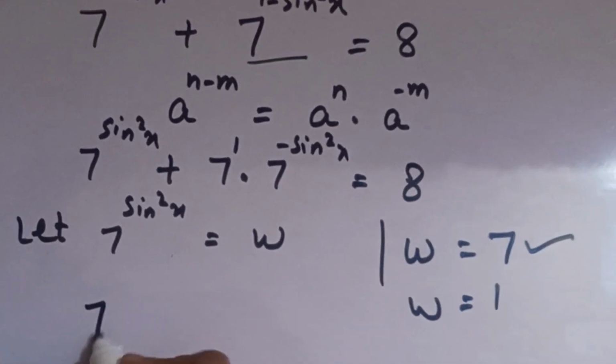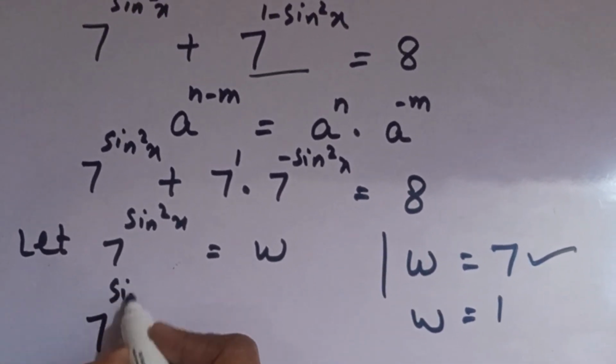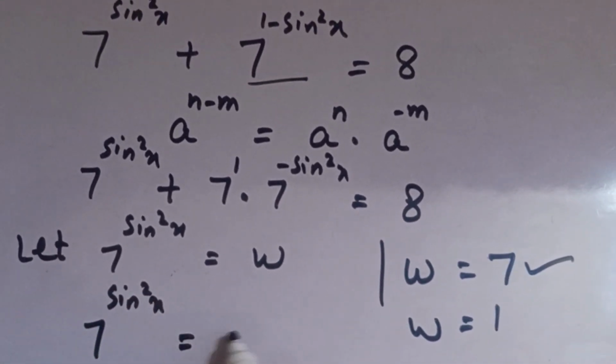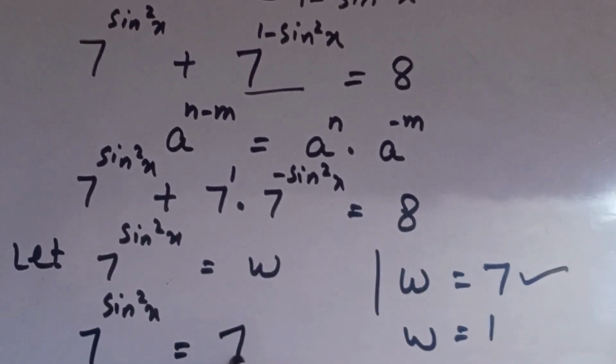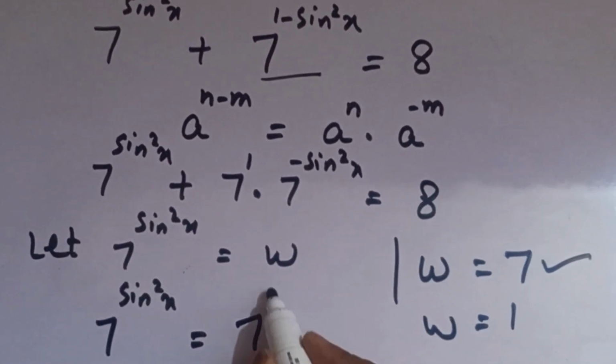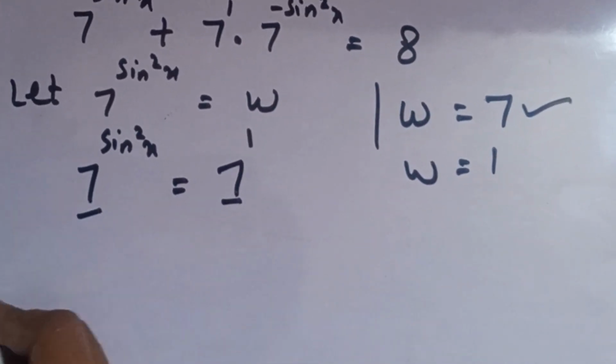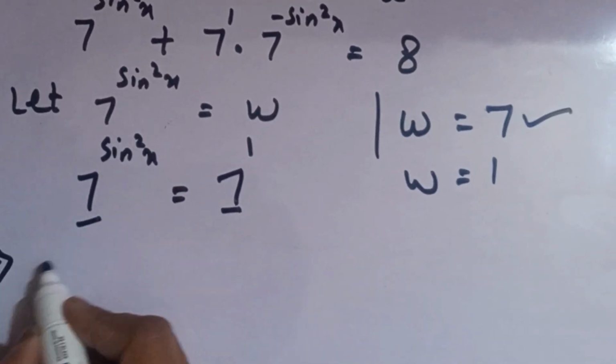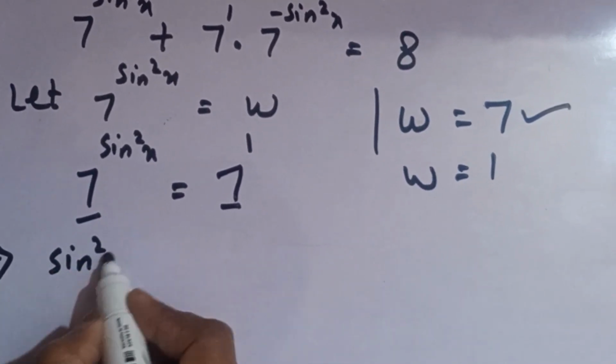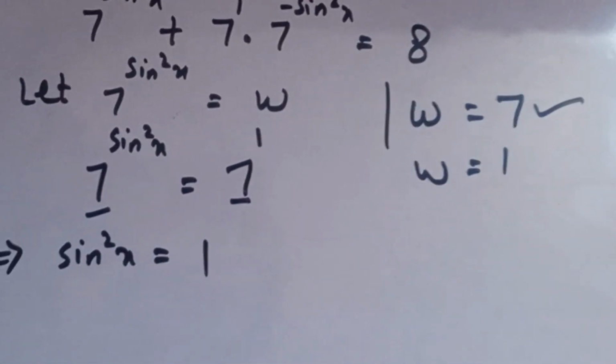So we have 7 raised to the power sine square x, this is equal to... we take this value, so we have a 7 and we write this 7 as 7 raised to the power 1. Now look at this, the base is the same. So this implies we can compare their exponents. We have sine square x, this is equal to 1.